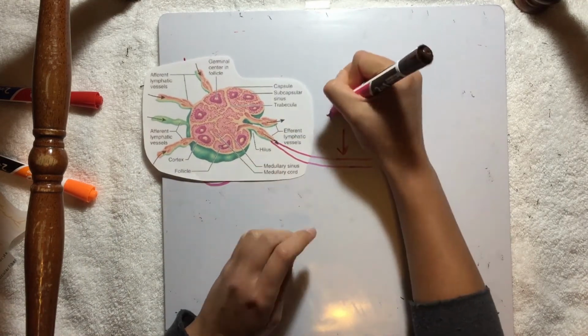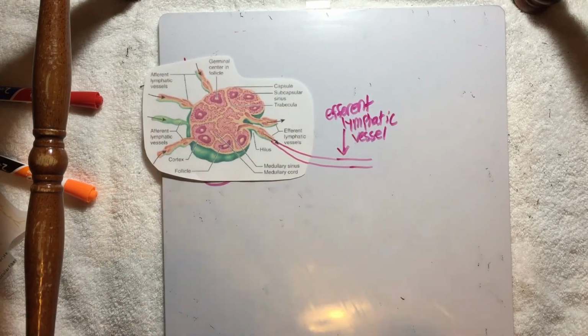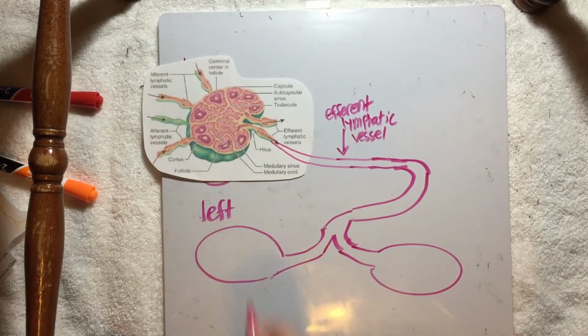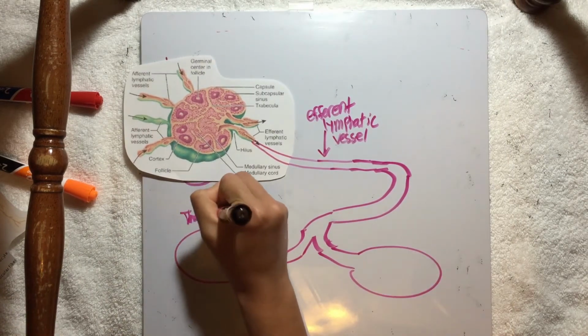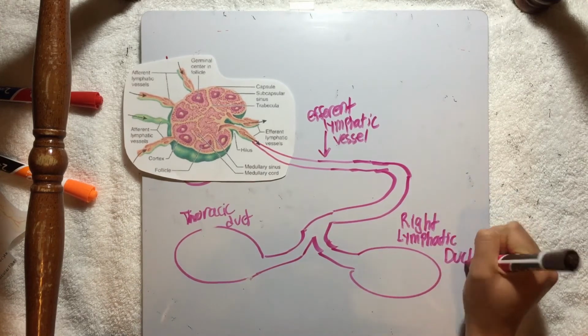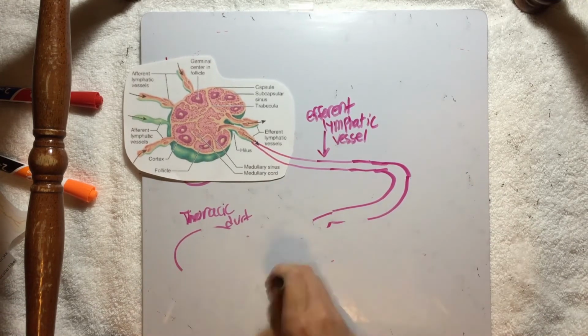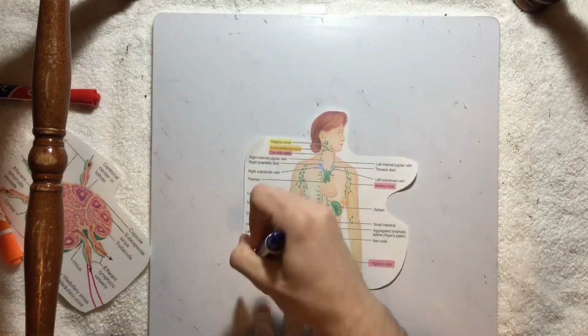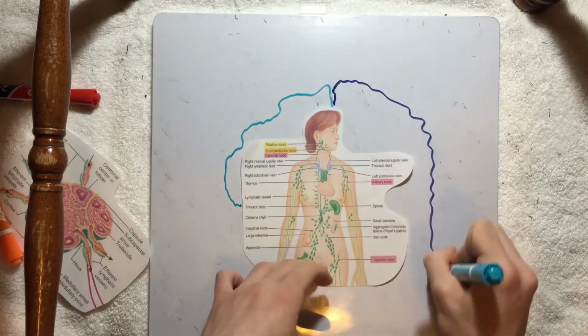Now that the lymph has been filtered and cleaned through the lymph node, it will flow through our efferent lymphatic vessels into the two main ducts, the thoracic duct and the right lymphatic duct. All right, so the main differences between these two ducts is the area that they pick up their lymph and the place they deposit it.